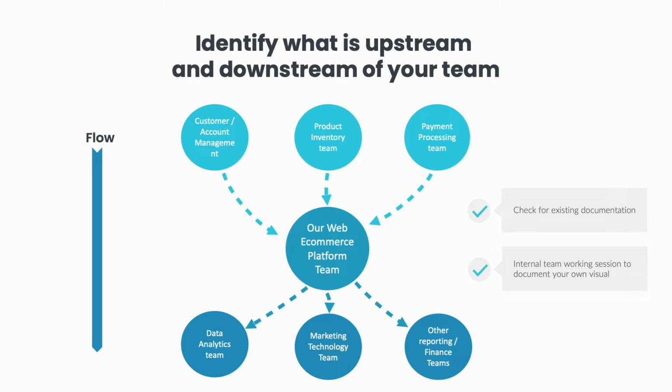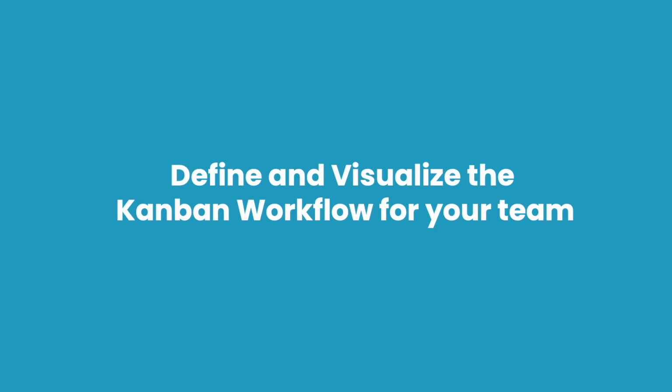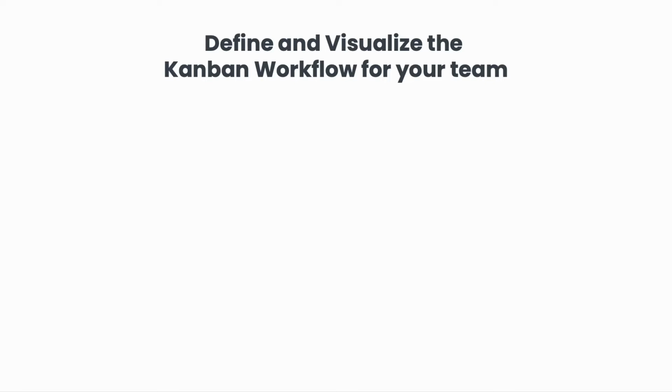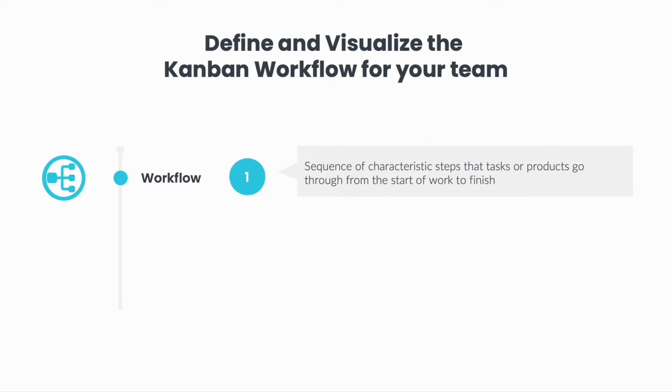Next, we will look at how to create your own Kanban workflow. Define and visualize the Kanban workflow for your team. Visualizing the workflow is one of the most important aspects of the Kanban method. A workflow is the sequence of characteristic steps that tasks or products go through from the start of work to the finish. That's because it allows the entire team to see where the work is in the process, who is working on it, and if any bottlenecks are occurring in the entire flow of work. All these things in one visual, the Kanban board.